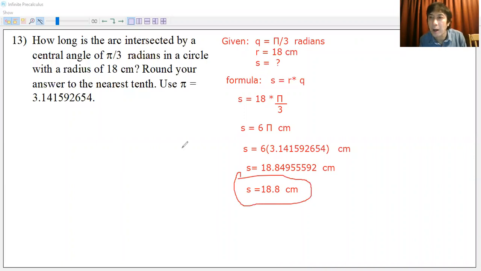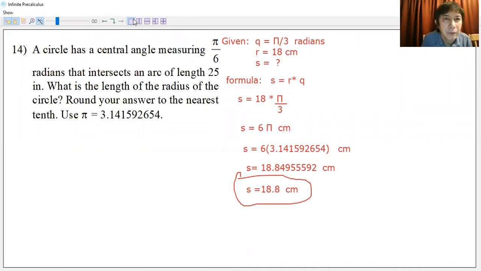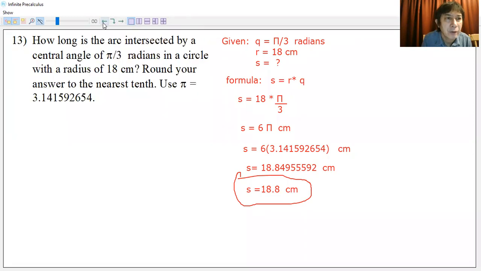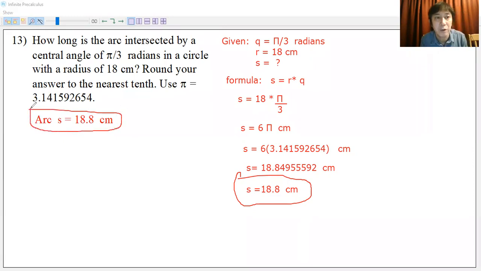So this is the arc length. And let's see the answer. Do we have the answer there? Number 13 answer is over here. There. Arc S equals 18.8 centimeters. Okay, that goes with our number 13. So this must be the right answer. Okay, continue with the last number.